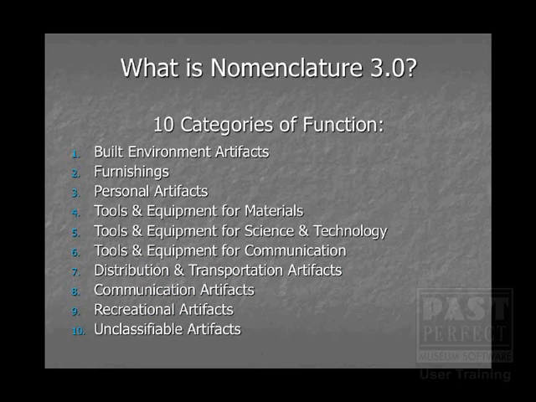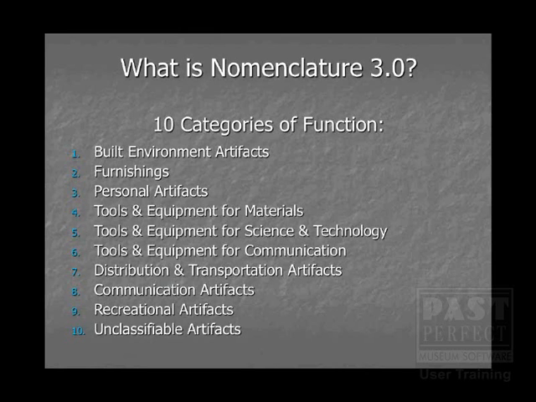This Nomenclature 3, and looking at these 10 categories of function, they look really similar to what we saw in Nomenclature 2. Right. Really, the only differences from 2.0 to 3.0 as far as these 10 categories of function are in Category 1, under the revised, it was called Structures and is now Built Environment Artifacts. In Category 2, which is now Furnishings, it used to be Building Furnishings. Those are really the main differences. Also, you're going to often see Tools and Equipment, also T&E, so that's important to recognize. T&E is really just shorthand for Tools and Equipment.